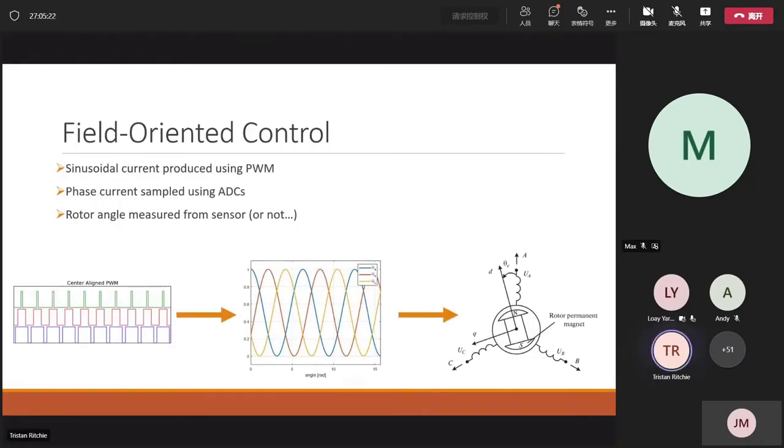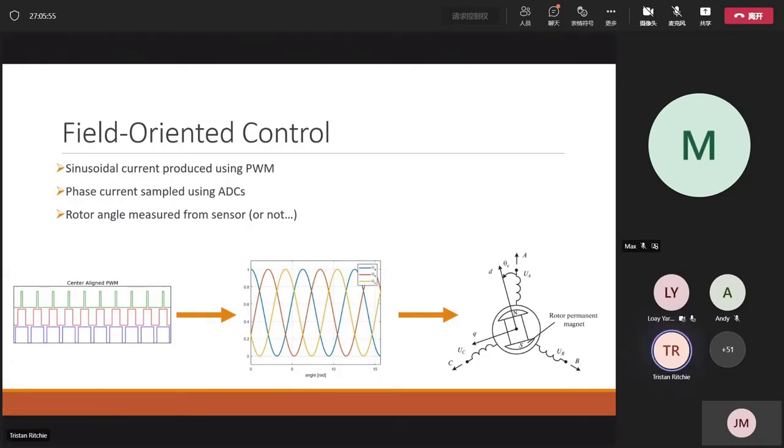In order to produce this rotating vector, we need to apply sinusoidal voltages to each phase. And these are generated by varying the pulse width modulation duty cycle, which is input to a half-bridge inverter circuit in order to increase the voltage to our desired motor voltage. And this voltage is then time averaged over the inductance of the motor to produce sinusoidal current, which is shown here.